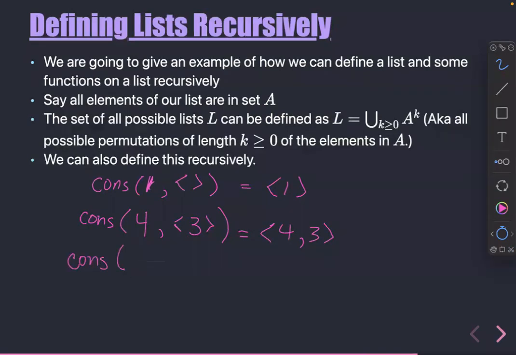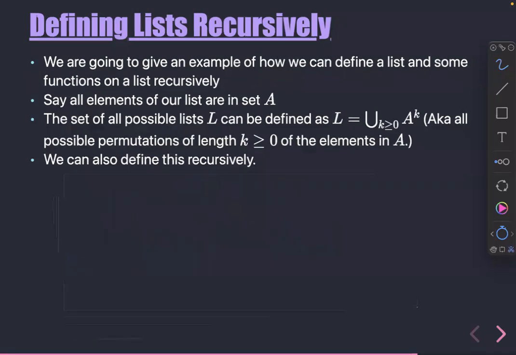Cons of 6 and 2, 4 would give me 6, 2, 4, right? And so that's just getting an idea of what cons is doing. This is our constructor cons. It's basically creating a new list by adding an element to an already existing list. And so this is a recursive definition. And again, you'll see the formal definition of this in your assignment, but I really want to get the idea of what we're defining here.